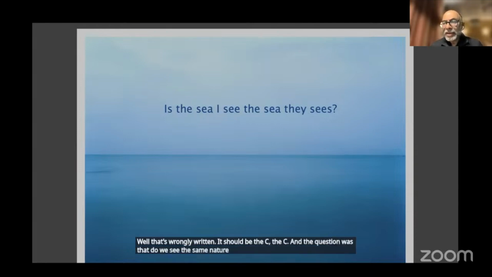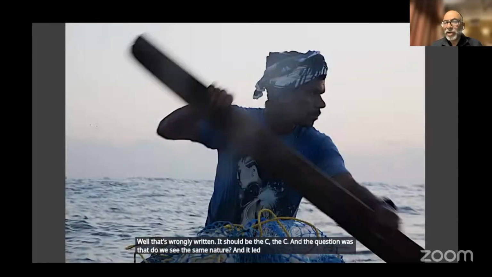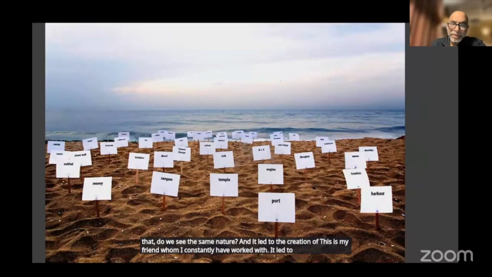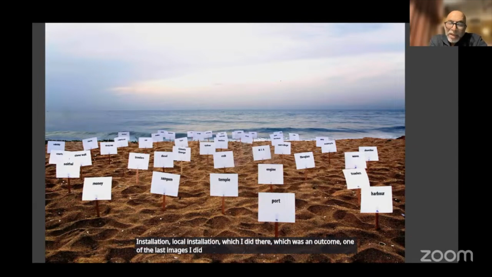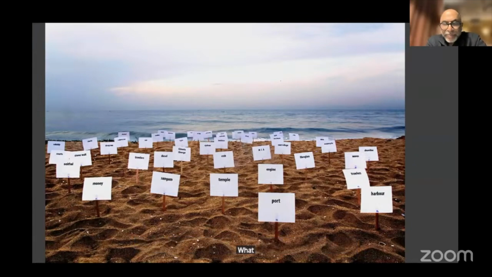And it led to the creation of, this is my friend whom I constantly have worked with. It led to this kind of installation, local installation, which I did there, which was an outcome, one of the last images I did, the outcome of asking my friends, the fishers there, what the sea meant to them. And these are the words which they used to tell me what the sea meant to them.